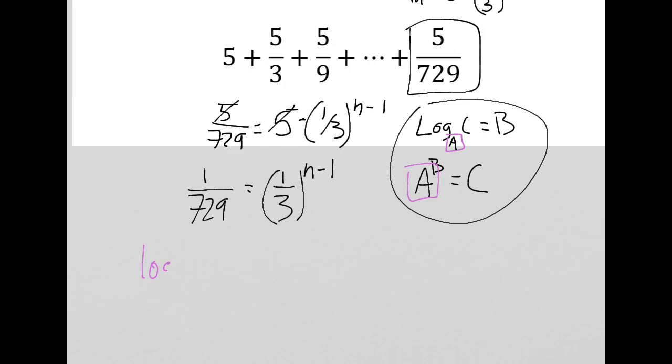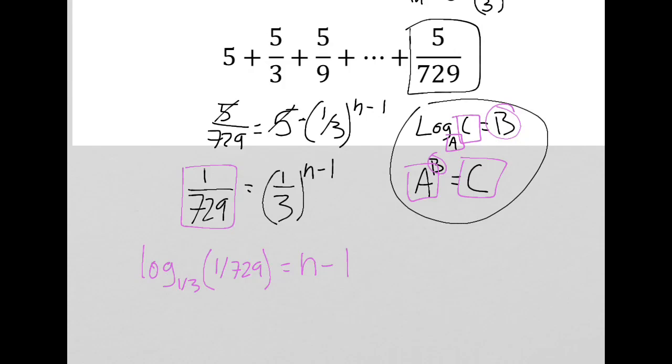And so if I'm writing this log, I know that the base of this log is the same as the base of the exponent, so my base is 1/3. And then notice inside the log is the thing that the exponent is equal to, that 1 over 729. So that is inside our log, 1 divided by 729. And that equals what that original exponent was. So our original exponent was n minus 1. So now, notice our goal has been accomplished. We got the n minus 1 out of that exponent, which means we can solve for n.